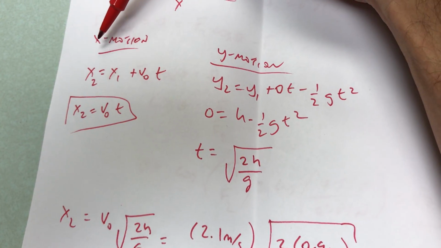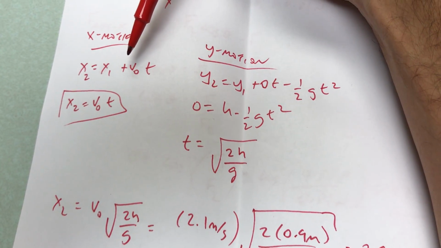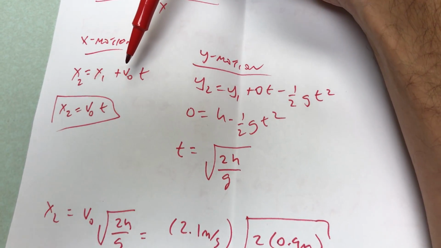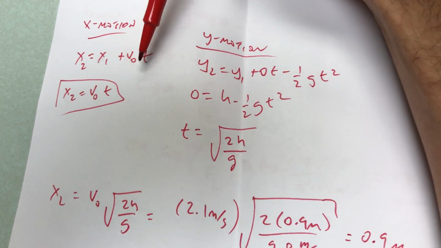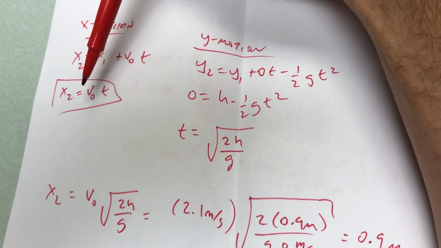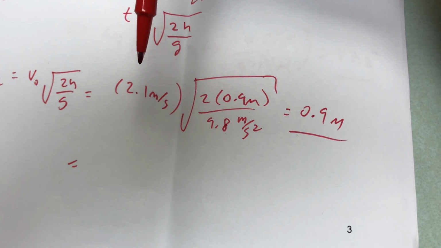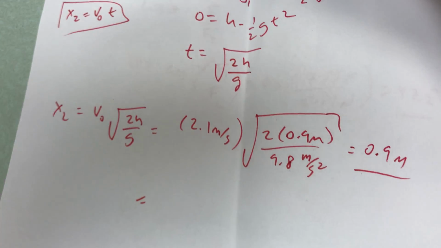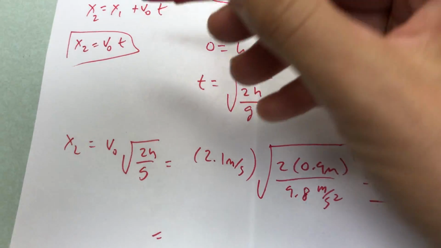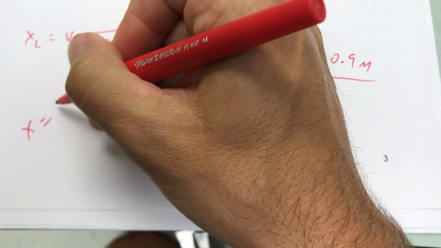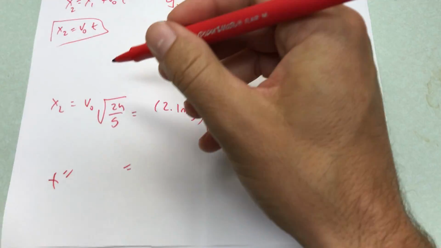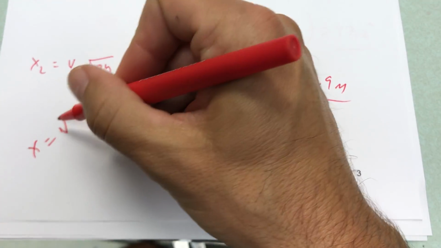Now in the x motion, I have x2 is x1 plus v0 in the x direction, which is not 0, times t. And I know t, so I can solve for x2. So there, plug in your numbers. Again, I saw lots of people for this case say this: x equals vt.